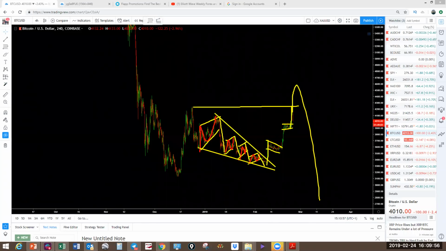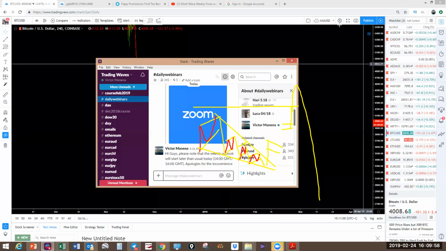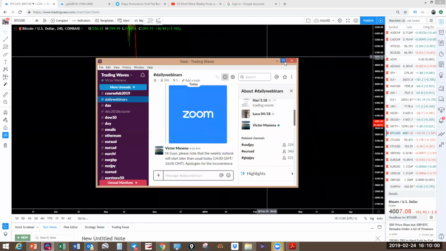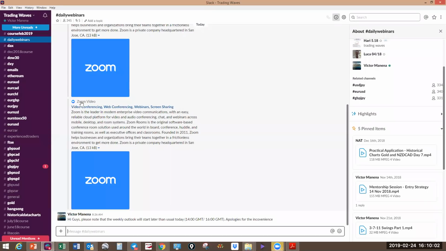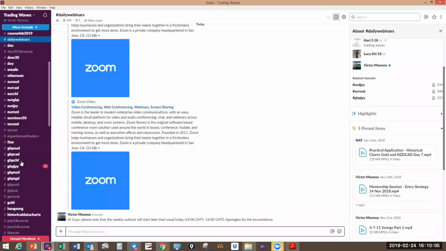So just to show you how it works in the group. What we do here, I do not show you stop areas and take profit areas. I just focus the direction for you. So you need to use your own specific strategy to do this. So this is what we do.